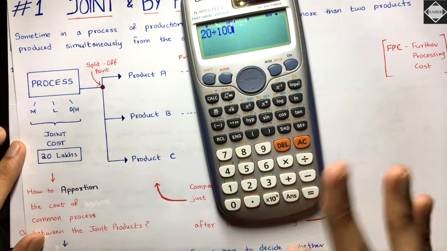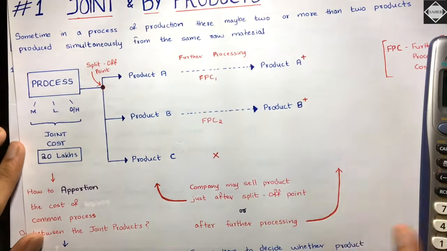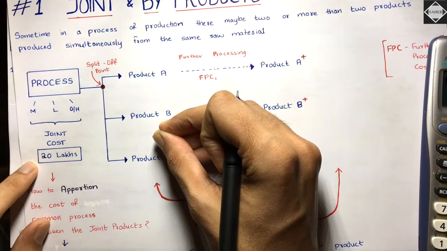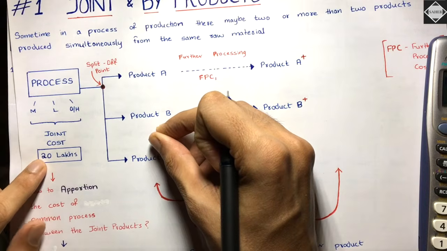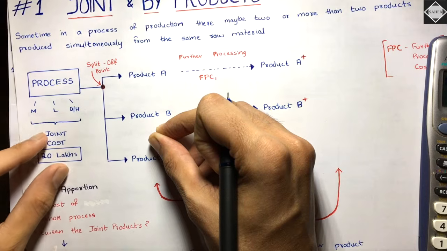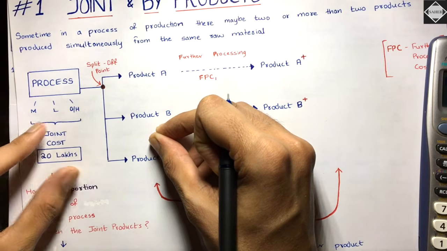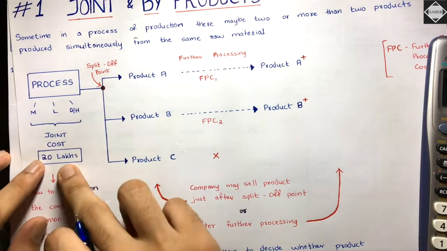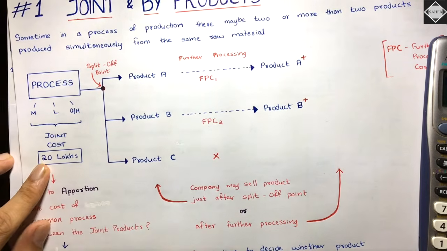Simple and straightforward. Because of normal loss the quantity will reduce, but the cost will not reduce. Quantity will reduce, the cost will remain the same. So the same 20 lakhs will be apportioned to that reduced quantity. As I said, 100 kg you put in, 10% got lost, 90 kg came out. So this 20 lakh has to be apportioned to that 90 kg.